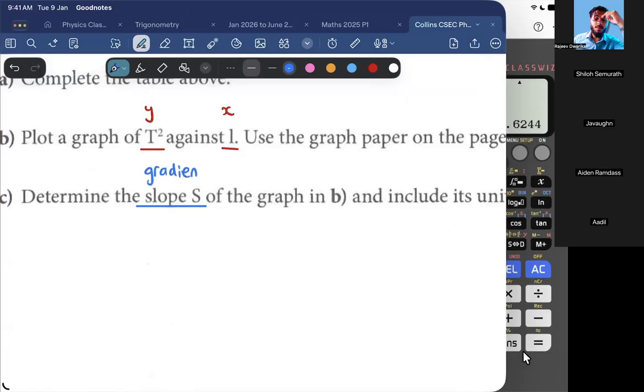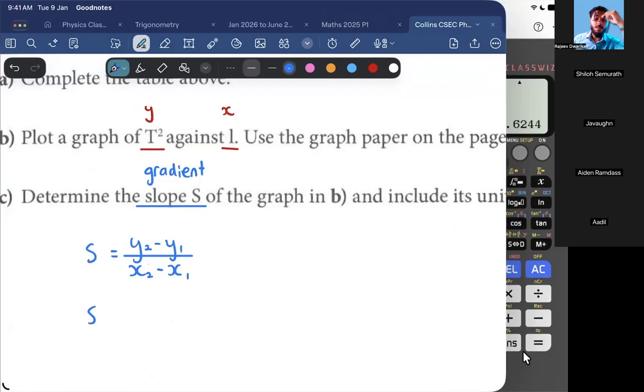Now, what's the formula for gradient? y2 minus y1 over x2 minus x1. Depending on how dreaded the teacher is, you'll actually lose a mark if you put that equal to m. What did they say the slope was in the question? S. So you're going to call that S.